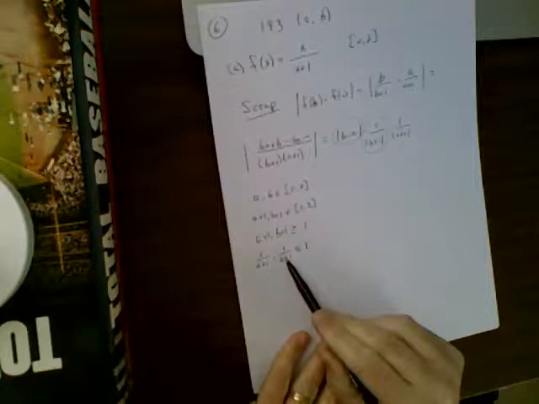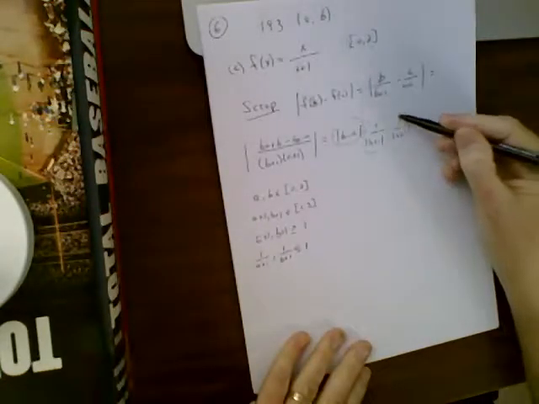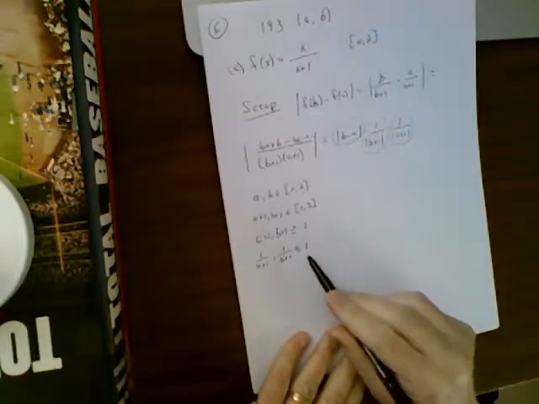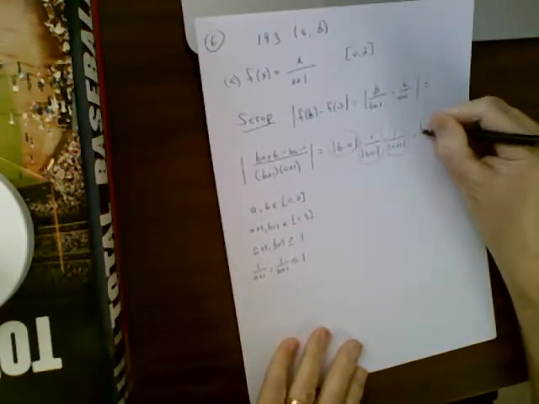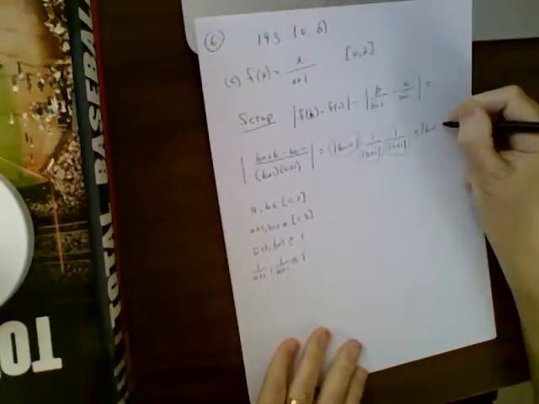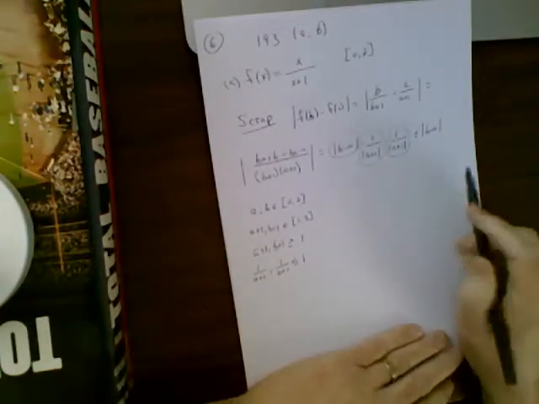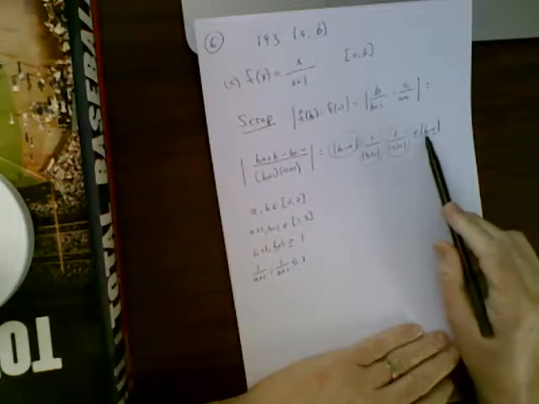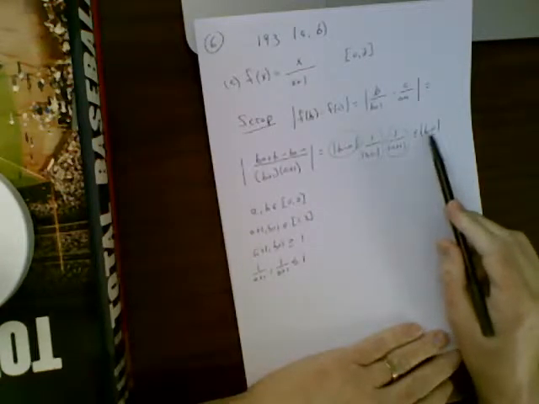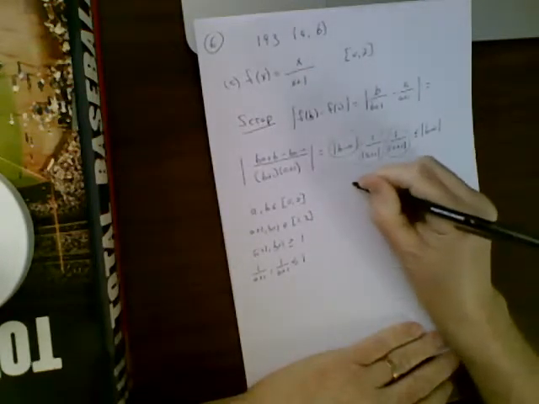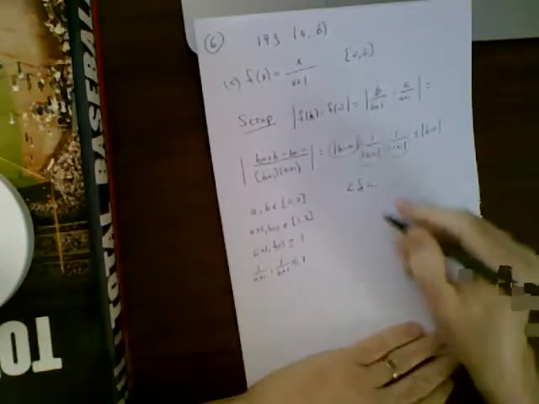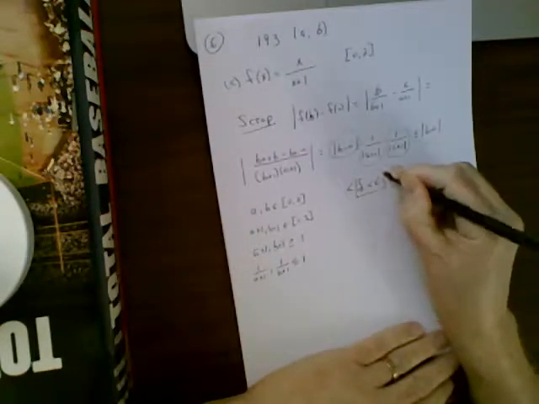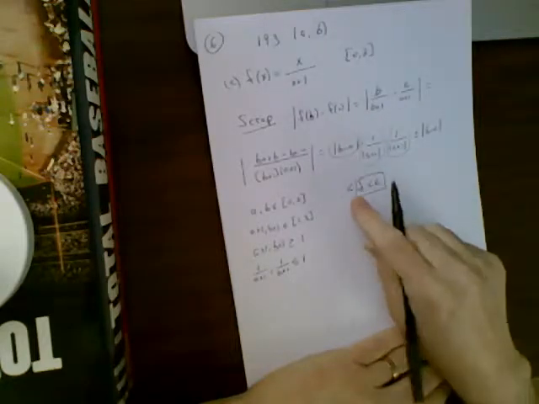Everything in sight's positive, so don't worry about the absolute values. This is also less than or equal to 1. So this is less than or equal to the absolute value of b minus a. Well, bingo, we're almost there, because this is what we can control. This is going to be less than delta, and we want this to be less than epsilon, and that's simply let delta be less than epsilon.